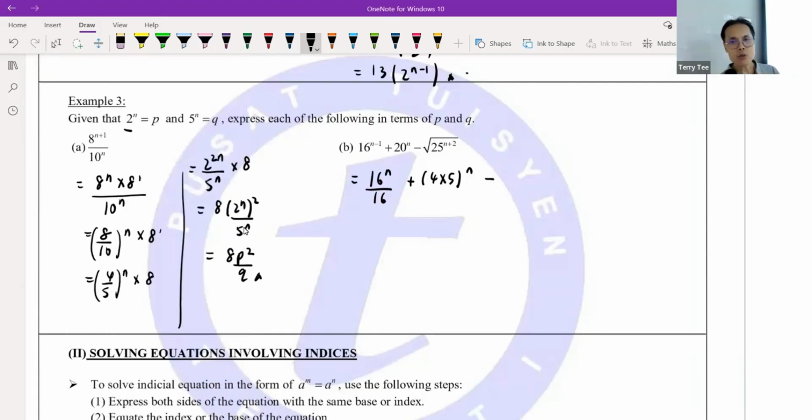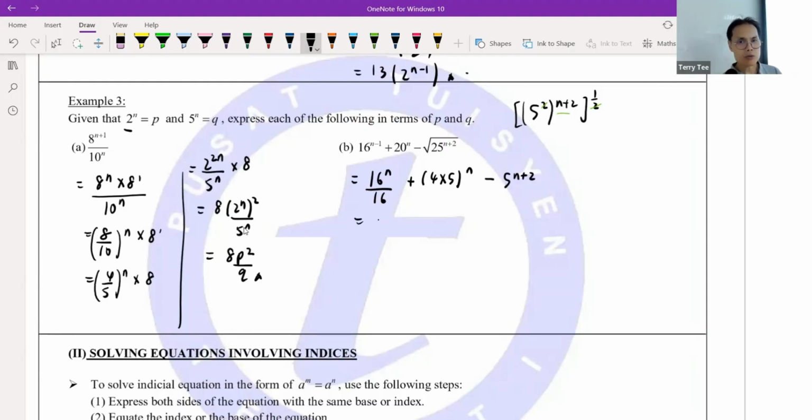Okay, 25 by square root, you're left with 5. There's an n plus 2. Remember, I said this just now. 25 is 5 power 2. There is an n plus 2. Square root means power half. Notice I've just canceled this 2, right? Nothing happened to my n plus 1. My n plus 1 remains the same.